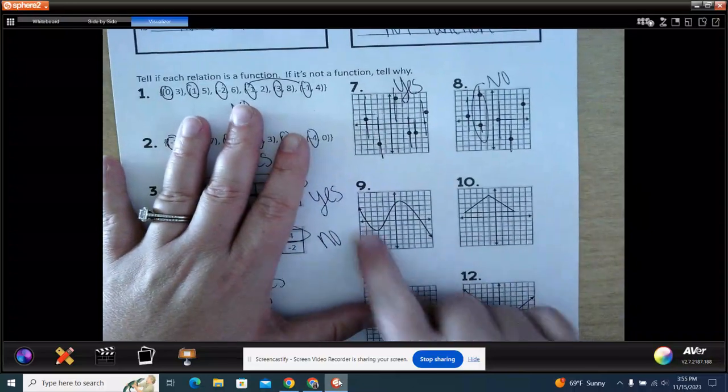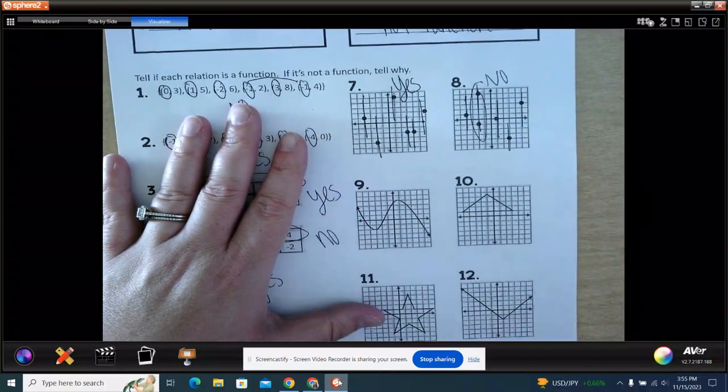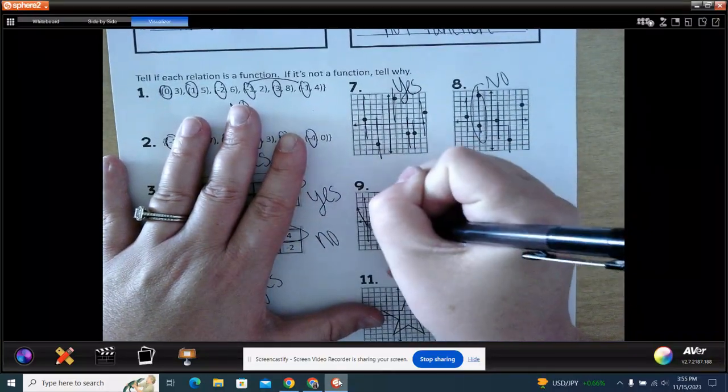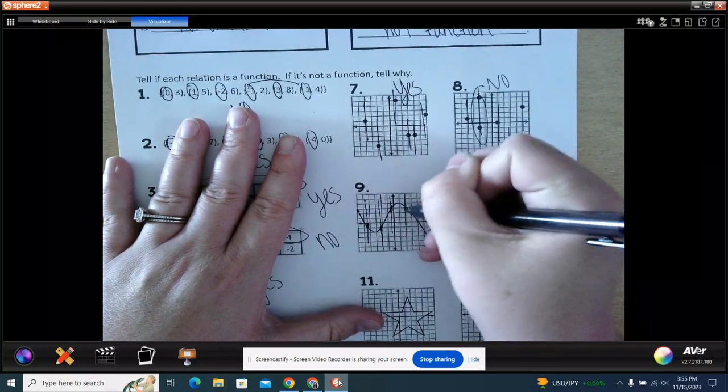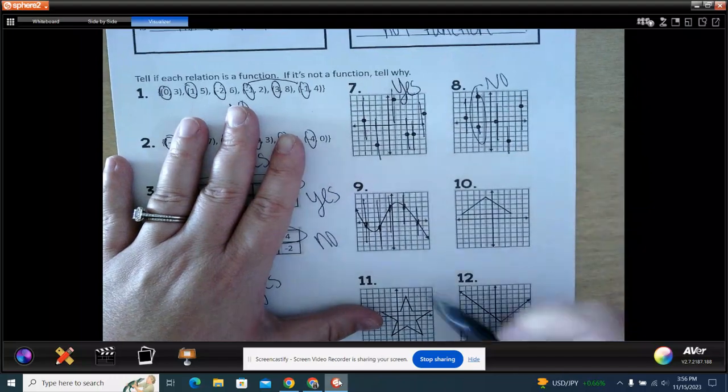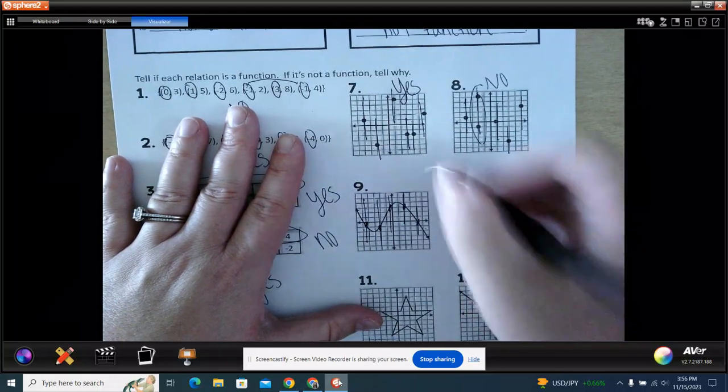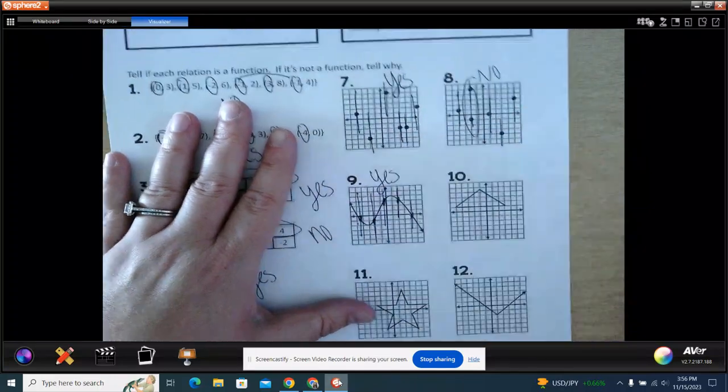Number 9, this is a little bit different. It has to touch the image one time. So when I'm drawing my vertical line, it has to go through the image one time. And this only stops one time. So this would be yes, it is a function.